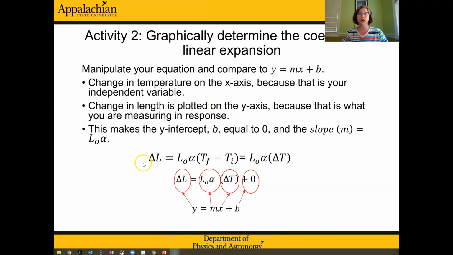Rearranging our linear expansion coefficient equation to match the equation of a line, y equals mx plus b, we see that the thing that we are measuring in response, our dependent variable, is delta L. Our independent variable is change in temperature. And that means our slope is going to be the initial length times alpha. In this particular experiment, our y-intercept should be 0.